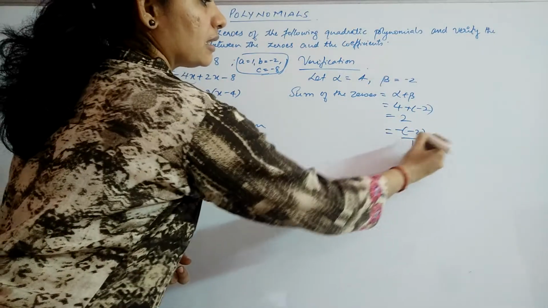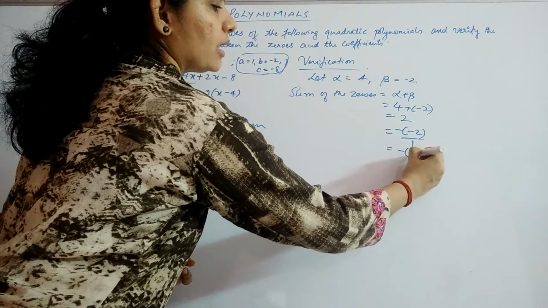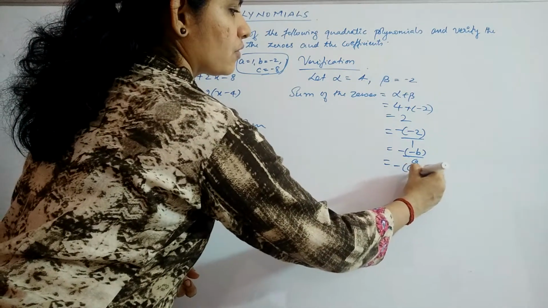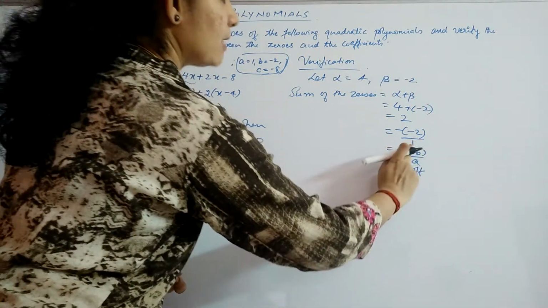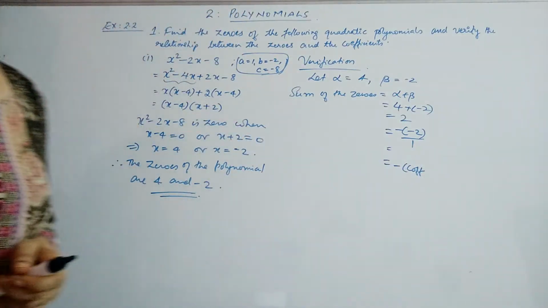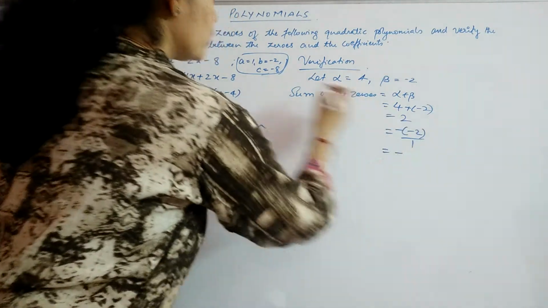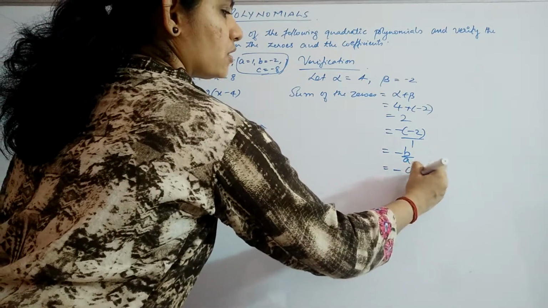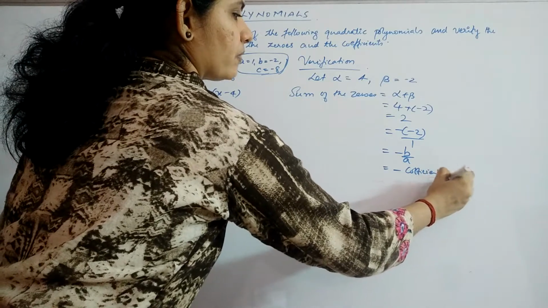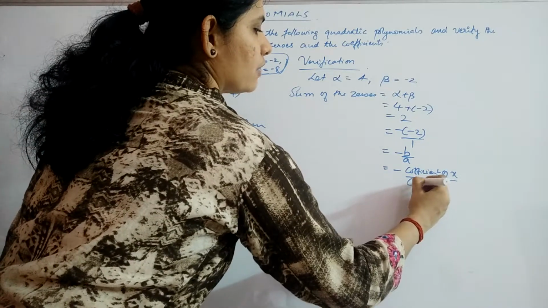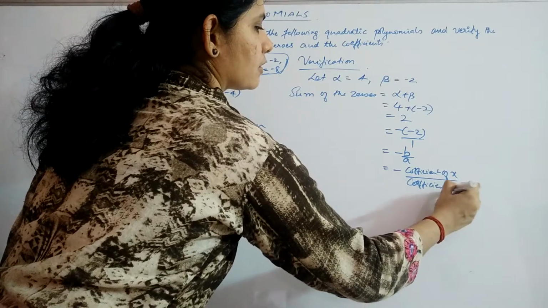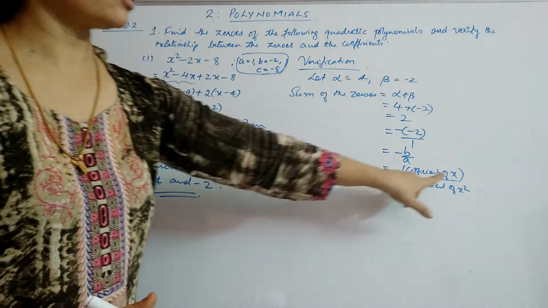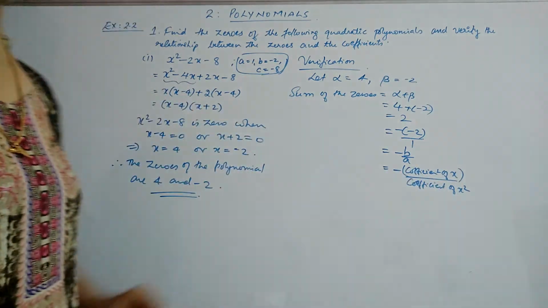That means this can be written as minus b by a, where minus 2 is b. So it is minus b by a, or you can say minus coefficient of x divided by coefficient of x square. Okay, so you have got sum of the zeros is equal to minus coefficient of x by coefficient of x square. So one verification is over.